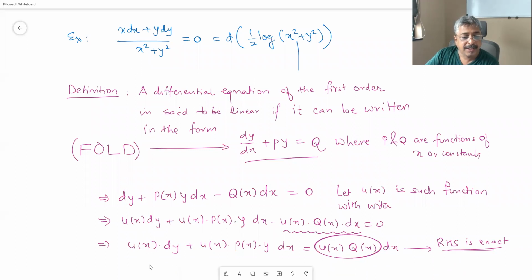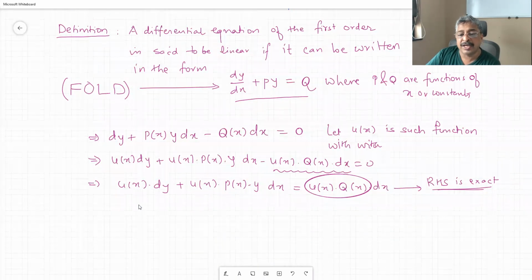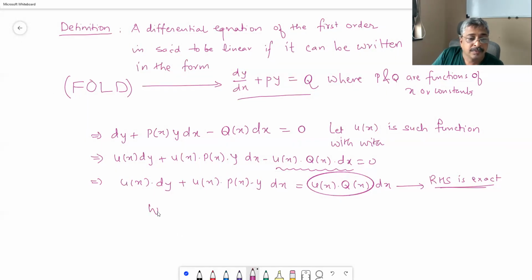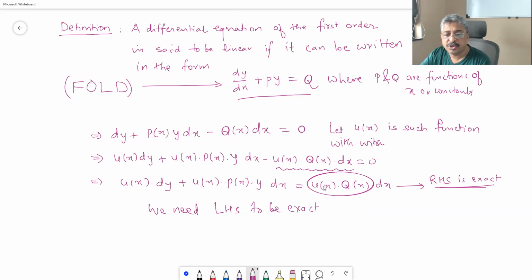We will get some function of x equal to a constant on the RHS, right? And therefore what we need is the LHS to be exact, and it should be equal to it, so that both of them are equal. So I pause and recollect.